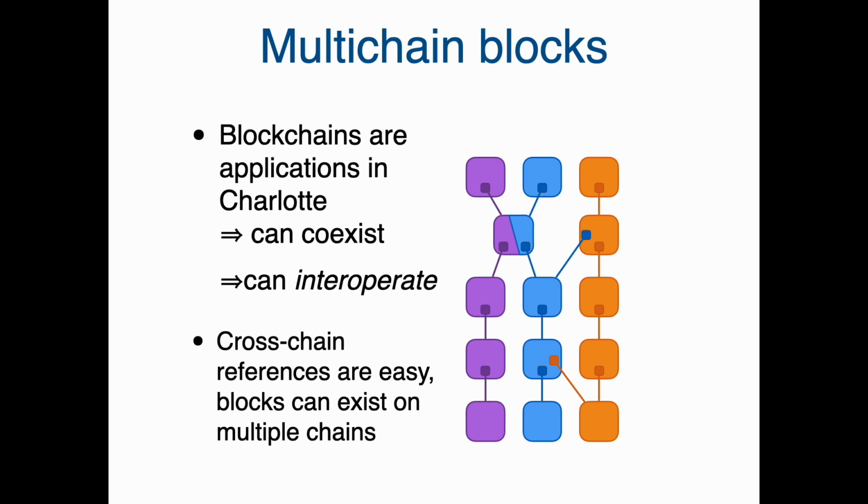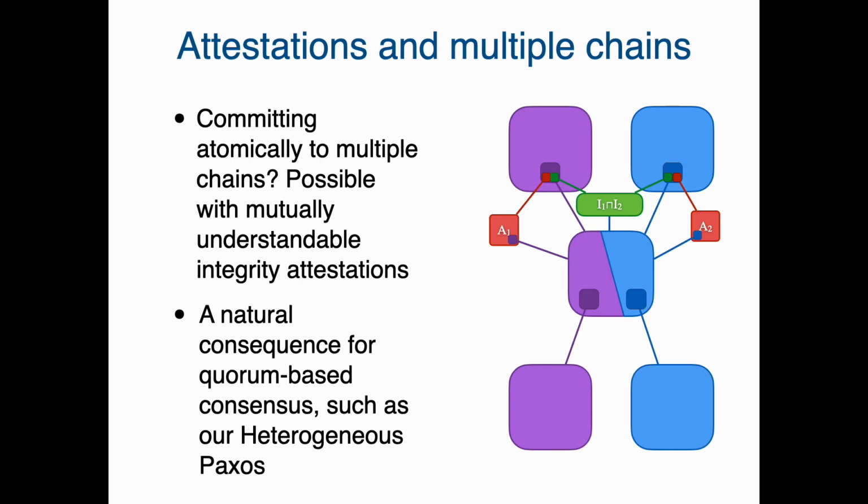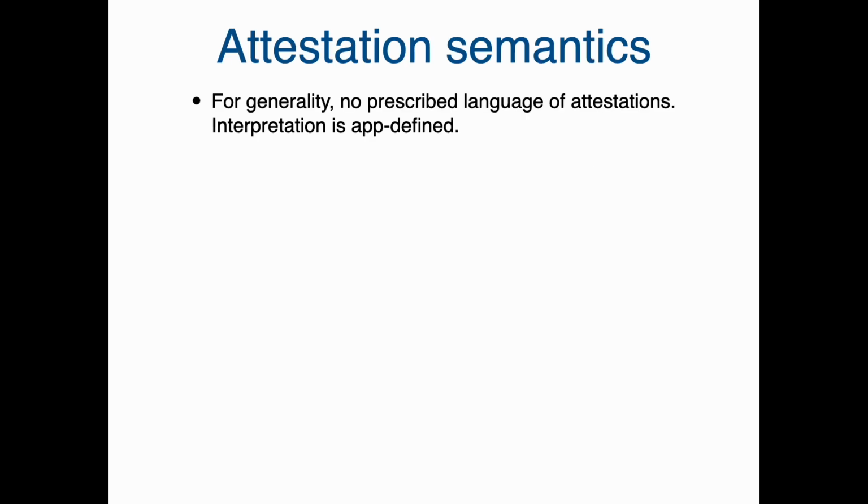Okay, blockchains are just applications in Charlotte. So we can just have the blockchains coexist and they can interoperate and they can point to each other. And we can have cross-chain references. We can even have blocks that exist on multiple chains. So if you want to commit atomically to multiple chains, you could do it if you have mutually understandable integrity attestations. So there's some room there for designing that. And for some kinds of integrity mechanisms, like quorum-based consensus, it's very easy to generate mutually understandable integrity attestations. It's a natural extension.